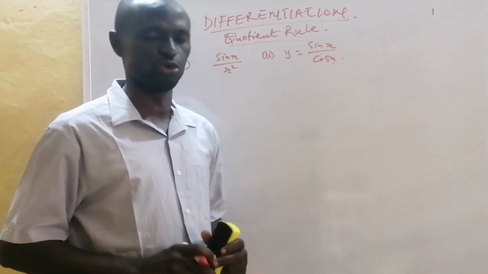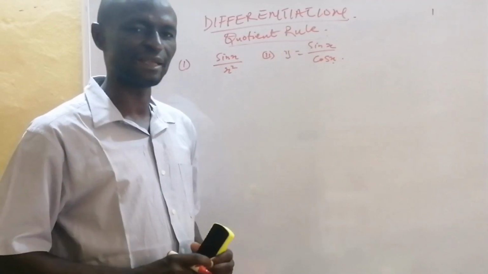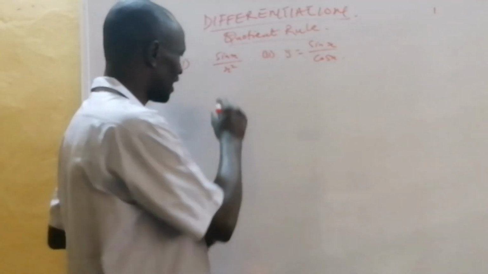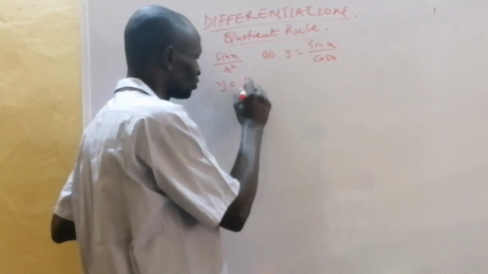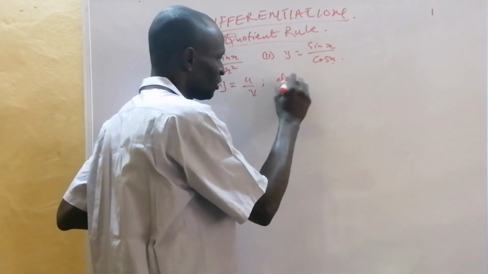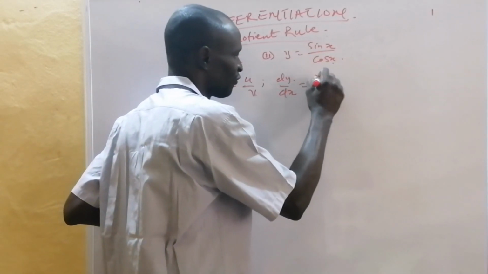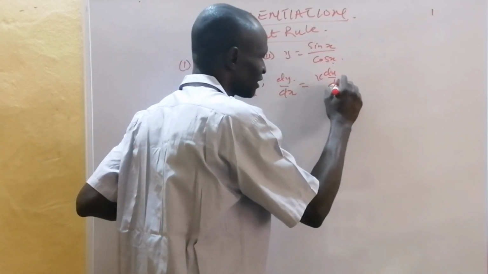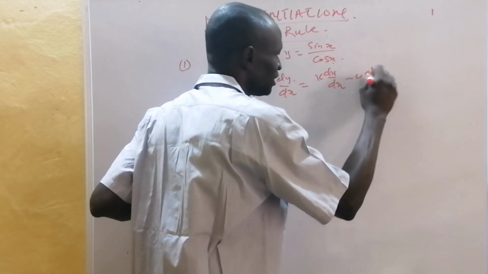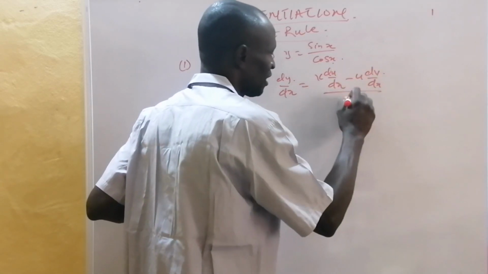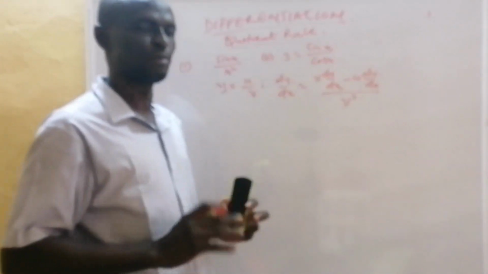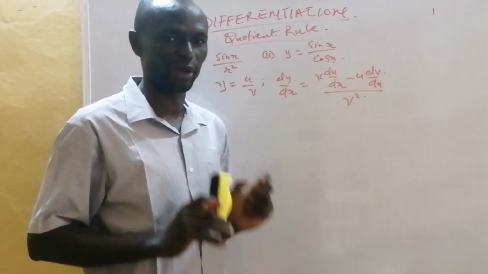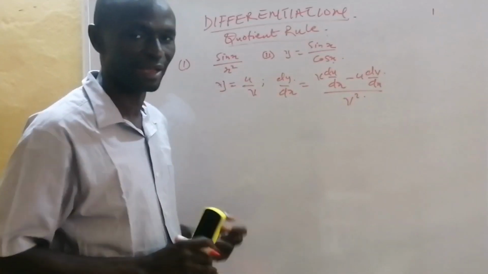In today's class, we'll be looking critically at examples with quotient rule. Remember that in our last class, we said if y is equal to u over v, then dy/dx will be equal to (v du/dx minus u dv/dx) over v squared. Please be careful not to mix both of them together, like I actually did caution in the last class.